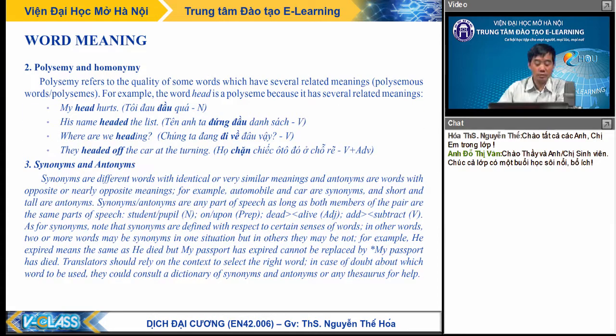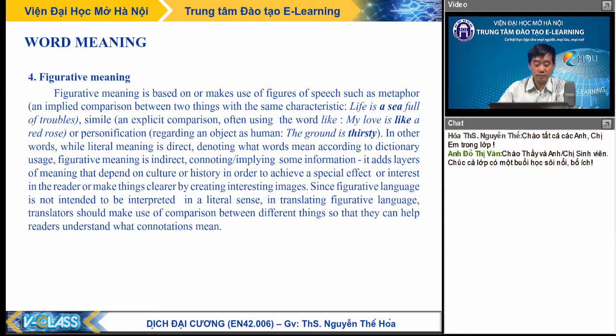And also we learn something about polysemy and homonymy. And we can use synonyms and antonyms in doing the translation. And especially we have figurative meaning. Sometimes figurative meaning is the indirect meaning. So there should be a combination between direct and indirect meaning. So figurative meaning means the imagination, the situational indirect meaning.